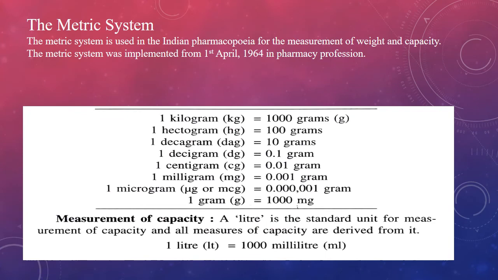The metric system. The metric system is used in the Indian Pharmacopoeia for measurement of weight and capacity. The metric system was implemented from 1st April 1964 in the pharmacy profession. In this, 1 kilogram is equal to 1000 grams, 1 hectogram (Hg) is equal to 100 grams, and so on. Measurement of capacity. A liter is the standard unit of measurement of capacity, and all measures of capacity are derived from it.